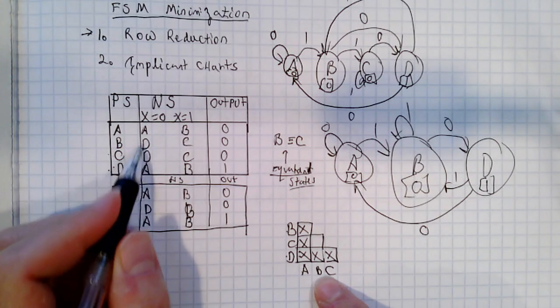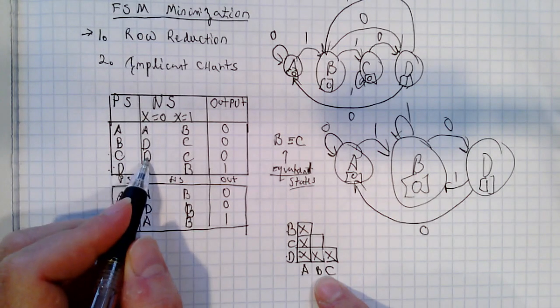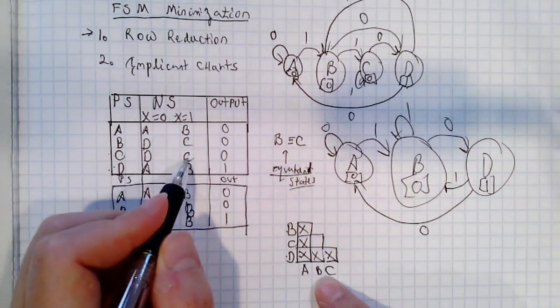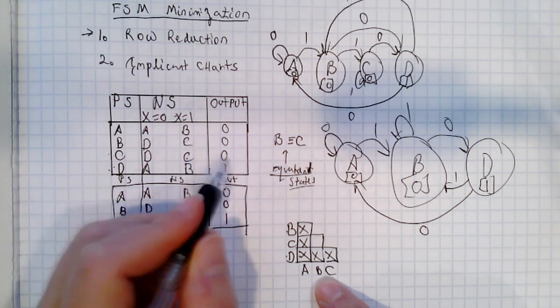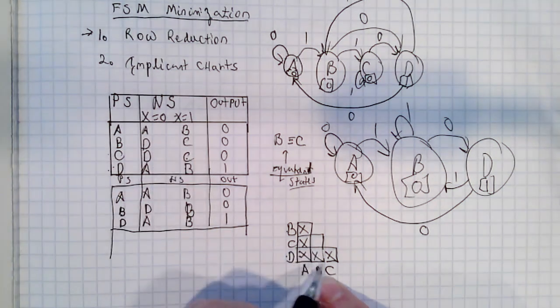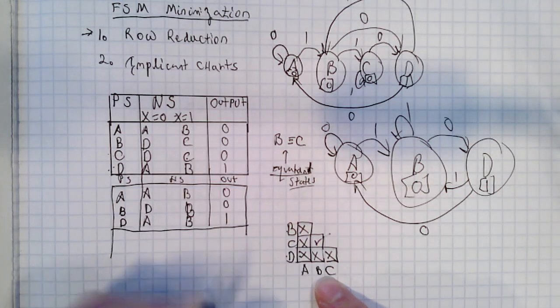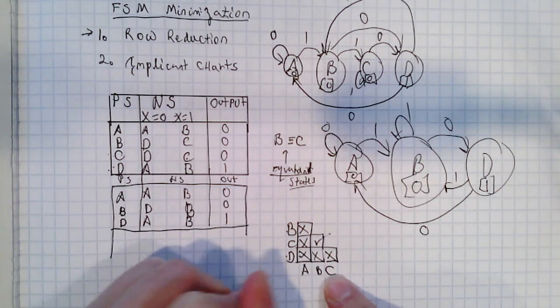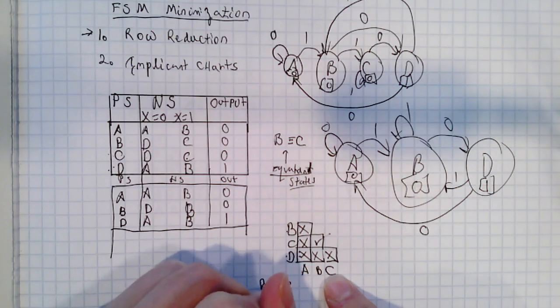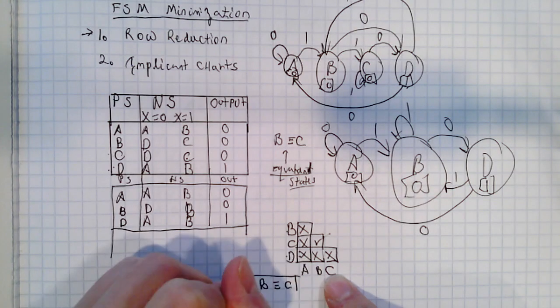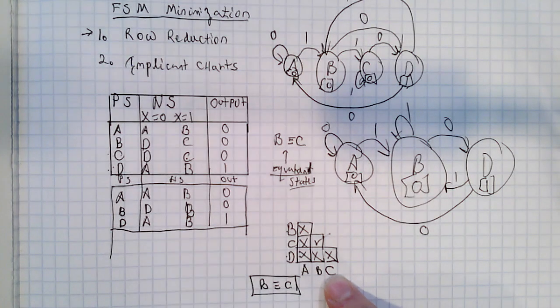What about B and C? Well, B is equivalent to C if D is equivalent to D, and it is, and if C is equivalent to C, and it is. Row matching would have discovered it, but now by going through the process of iteration, we can put a check mark in here, and we can say that B is equivalent to C, and that is how you use an implicant chart.